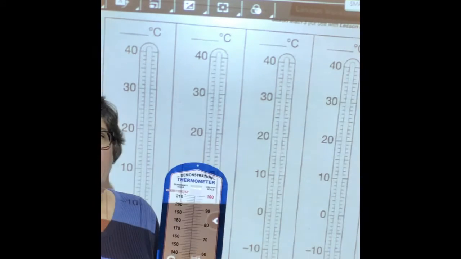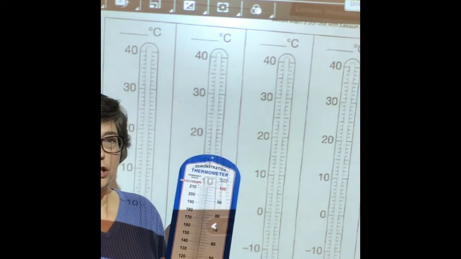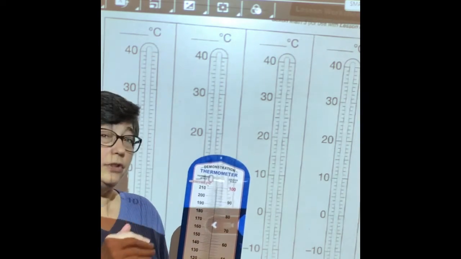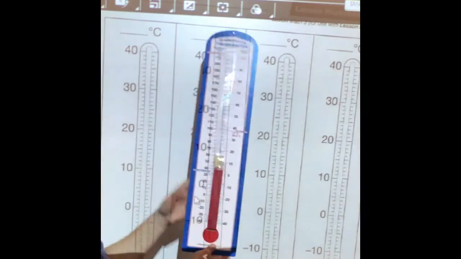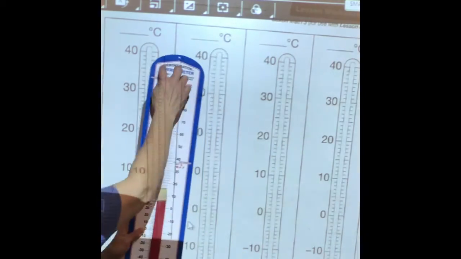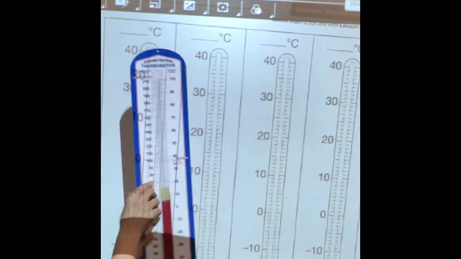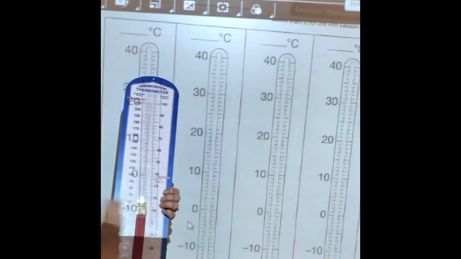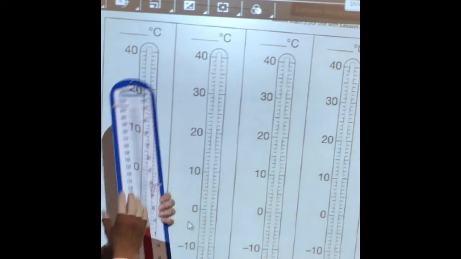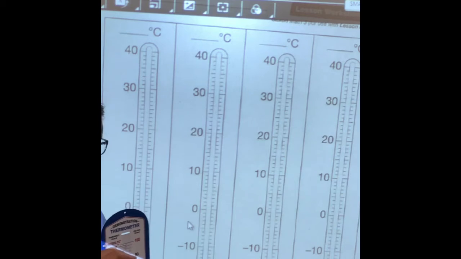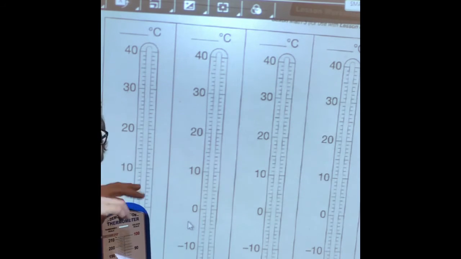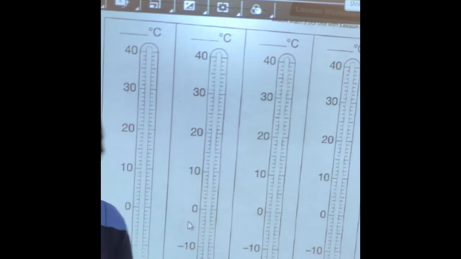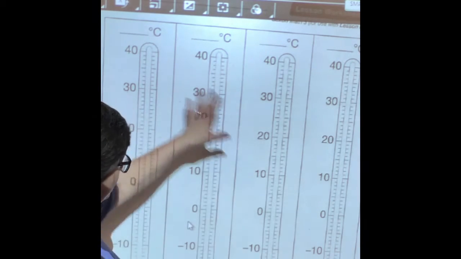Okay, boys and girls, so on every thermometer, you have to look and try to see what interval it is increasing by. On our thermometer we have in school, both the Fahrenheit and the Celsius side increase by 2 degrees. So we would count by 2s to go up, and if it's in the middle, we just add the 1.